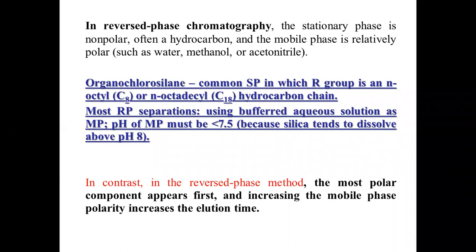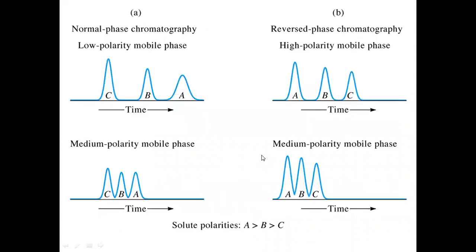We should not go beyond 7.5 pH while using a reverse phase stationary phase, such as octyl silane or octadecyl silane stationary phase, because these silica particles are going to be degraded if you maintain a pH of greater than 8 or greater than 7.5. So, in contrast to normal phase HPLC, as I told you, the most polar components appear first, and increasing the mobile phase polarity increases the elution time, because the stationary phase is going to be non-polar, and if you increase the polarity of the mobile phase, the elution time is also going to be increased. This is common sense we can understand.